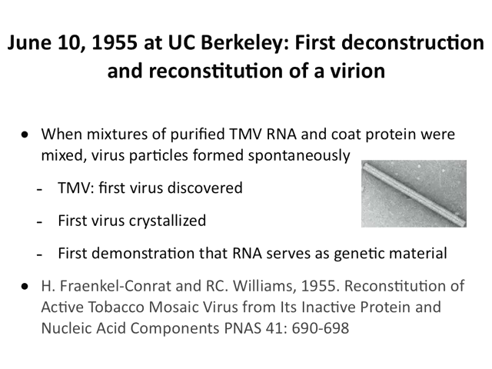So first we'll start with this very important experiment from 1955 at UC Berkeley, the first deconstruction and reconstitution of a virion. What they did was to take tobacco mosaic virus, which is this rod-shaped virus here, and they broke it into its protein and RNA components. You remember that was the first virus discovered. It was also the first one from which crystals were made, and the first one to be shown that RNA is the genetic material.